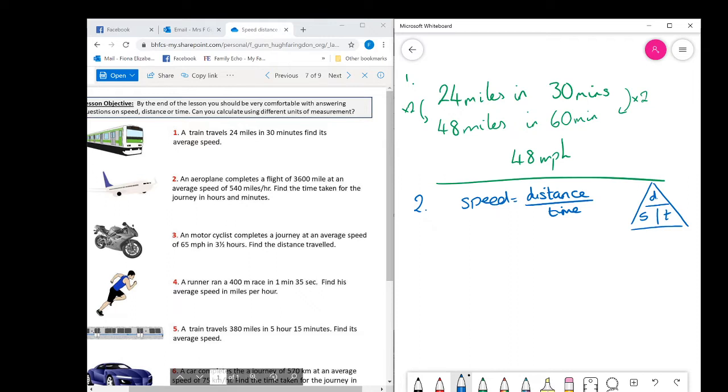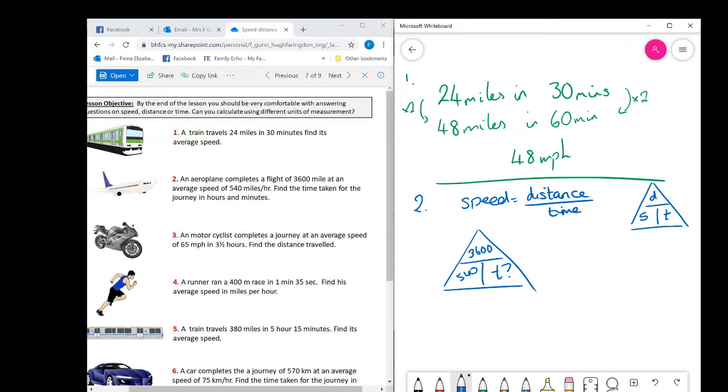Okay, so we complete 3,600 miles. So I'm going to draw it. I'm going to use a triangle, just because that's how you do it in science. So we may as well just have the same way for both. So distance is 3,600 miles, and his speed is 540 miles per hour. And I want to know the time.